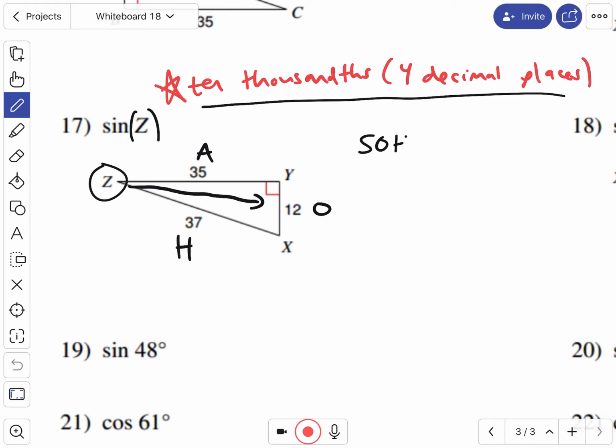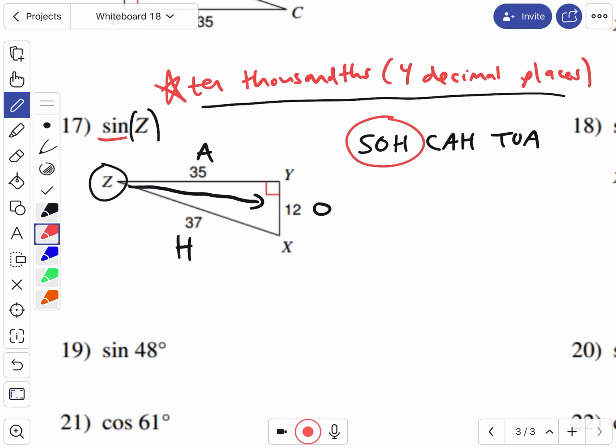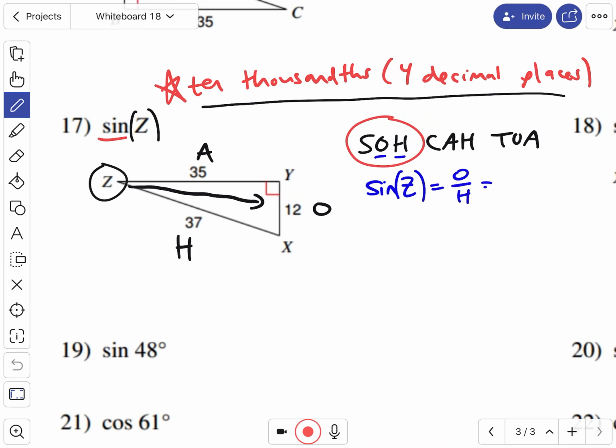And then again, Sohcahtoa. You don't have to write Sohcahtoa each time. I'm just writing it because you can't see what I wrote before. You can just reference this every single time. But in this case, we're dealing with sine, so that's going to be this one here. And so the equation that's going to come from this is sine of any angle theta. In this case, we're using z, right? So sine of z equals O over h, which is equal to O is 12, h is 37. And I believe that's not going to reduce.